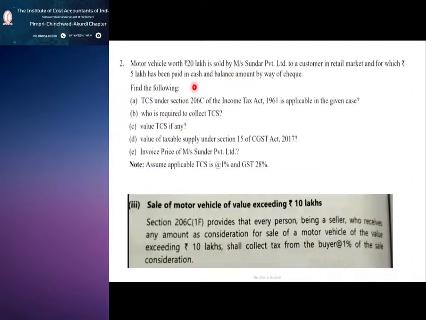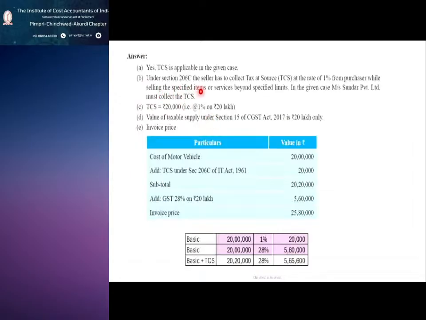Our second question is, who is required to collect TCS? The seller has to collect TCS at the rate of 1% from the purchaser. I'm not sure whether you have covered TDS, TCS till date or are yet to cover the syllabus? Yet to cover.